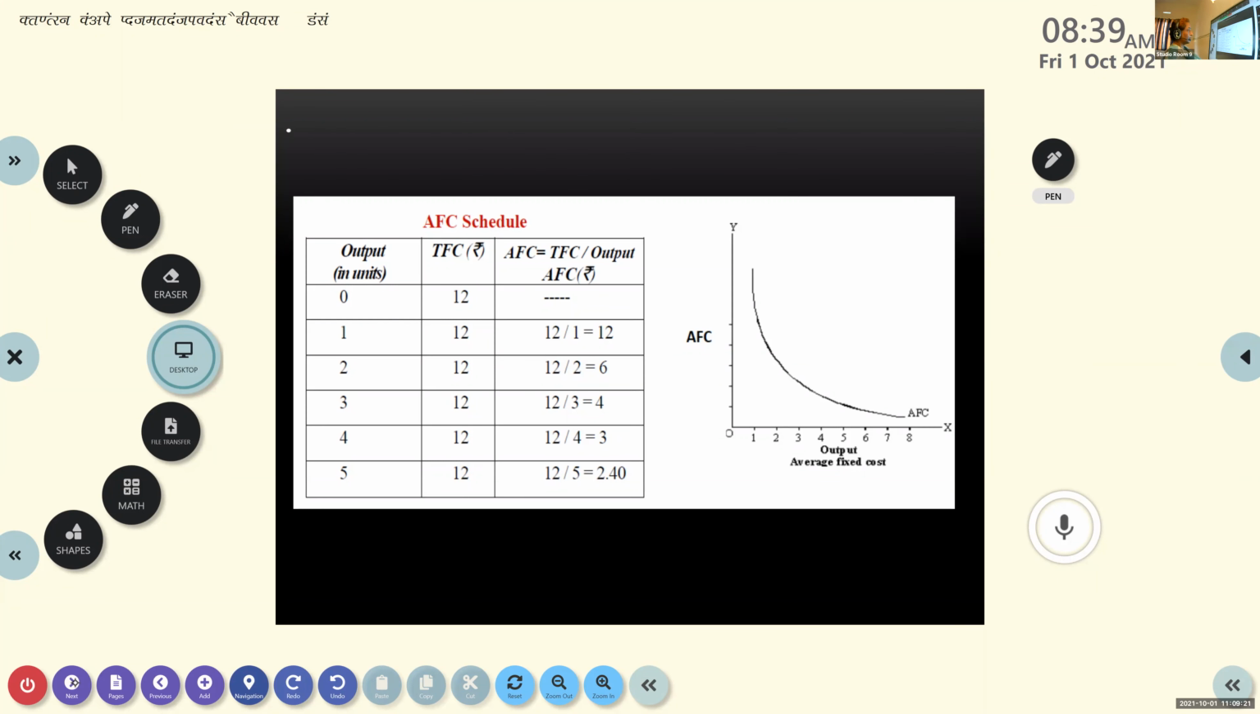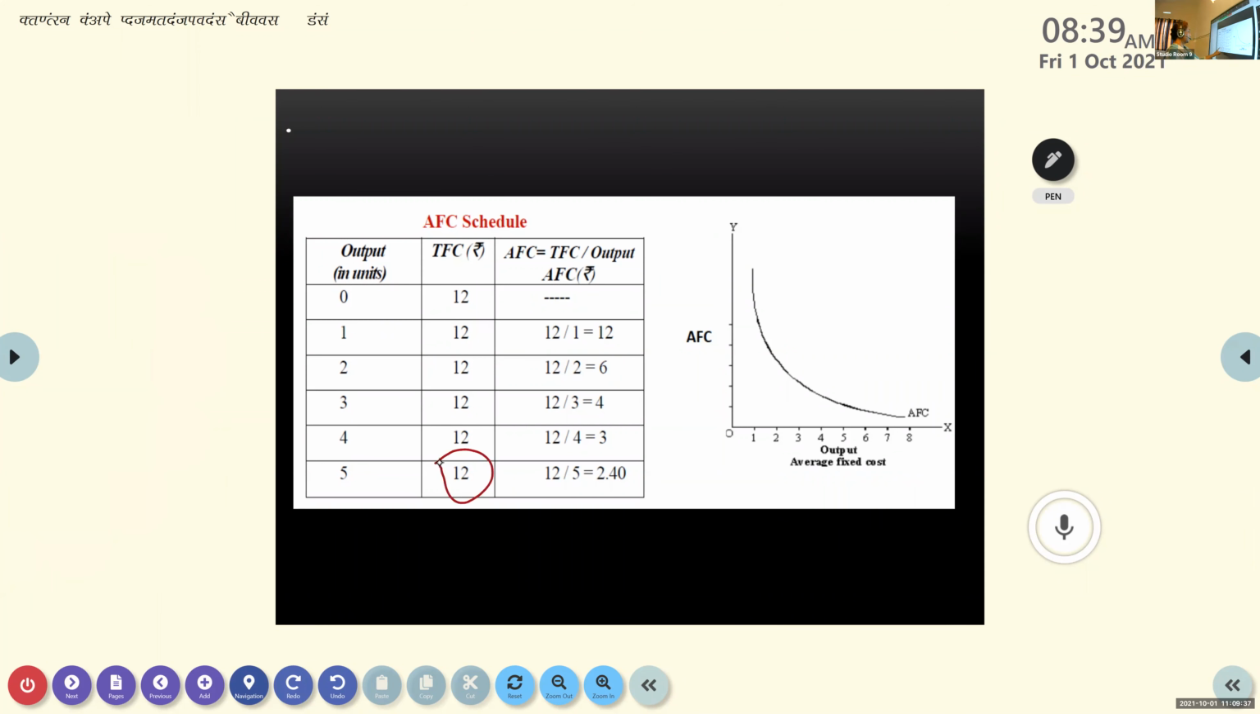This is how the AFC curve looks. In the beginning, it will be high. As the output increases, what will happen? It goes on decreasing, because the cost remains fixed. For example, the last one, if you take, that is remaining fixed, but it is getting distributed over 5 output. So you can see the cost is spread on 5 items here. Because of that, AFC decreases as the output increases.